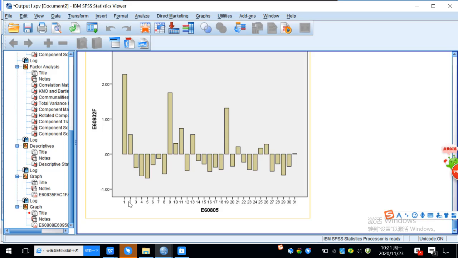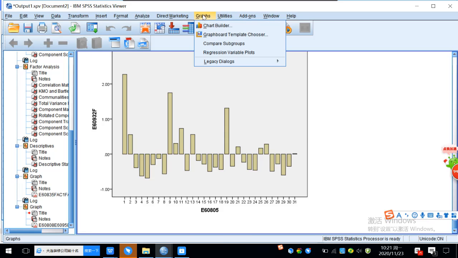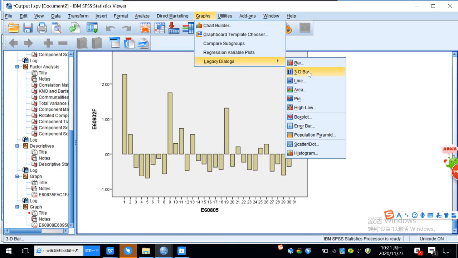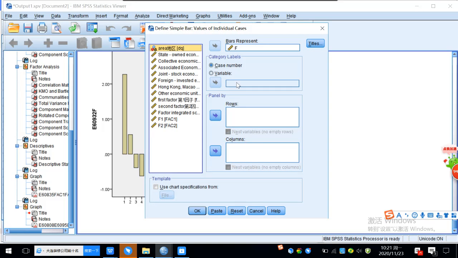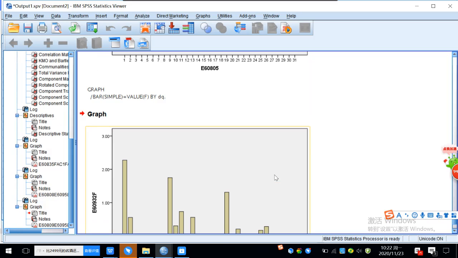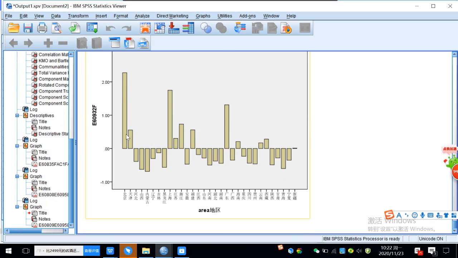But here we just have the numbers like this, right? So, please change it. The category label, not case number, but the variable. The variable is the area. So here you can find the comprehensive evaluation of income in different areas.